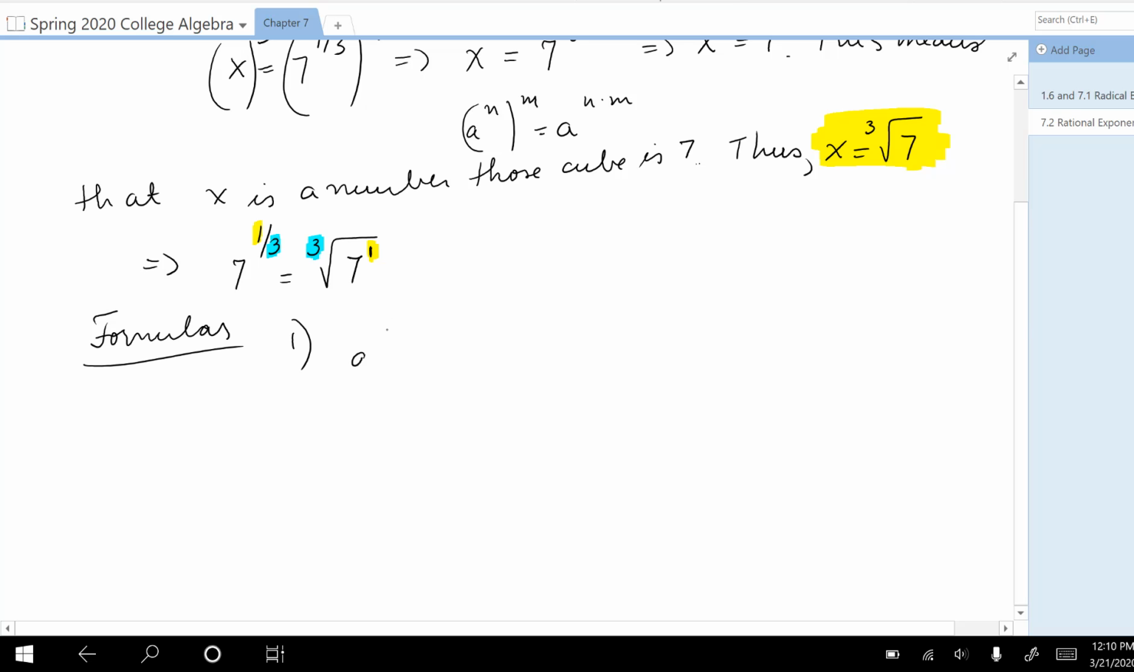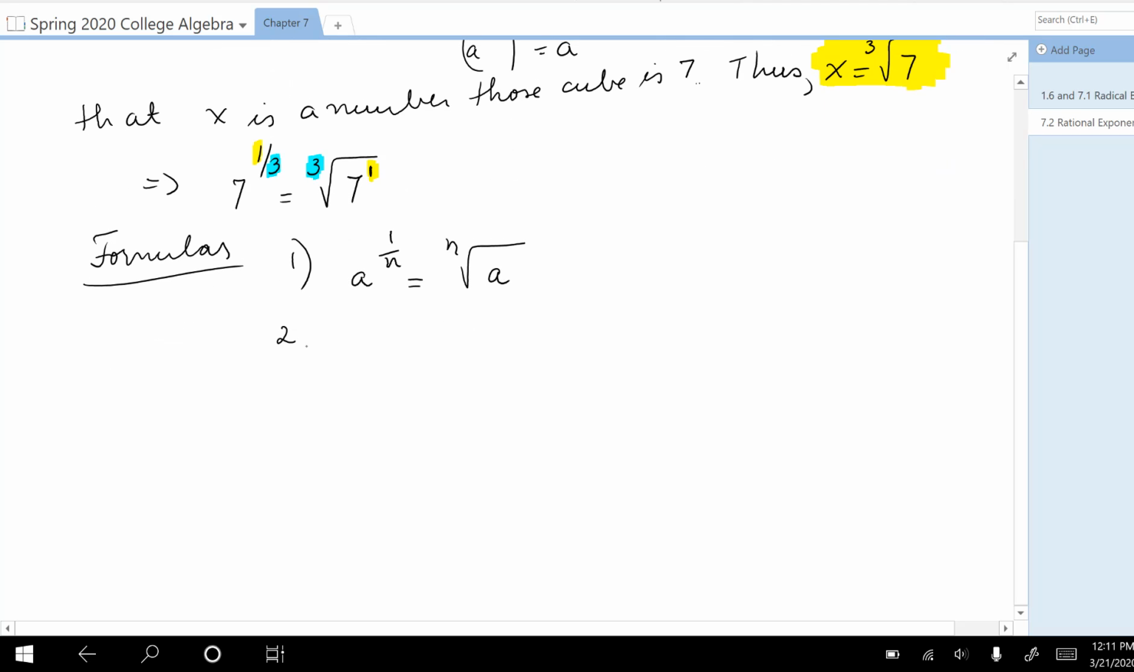Formula 1, a to 1/n. Well, if you look at the example above, or you can pause the video and try to figure it out on your own. Okay, welcome back. So it's n root of a to the first, or just n root of a.